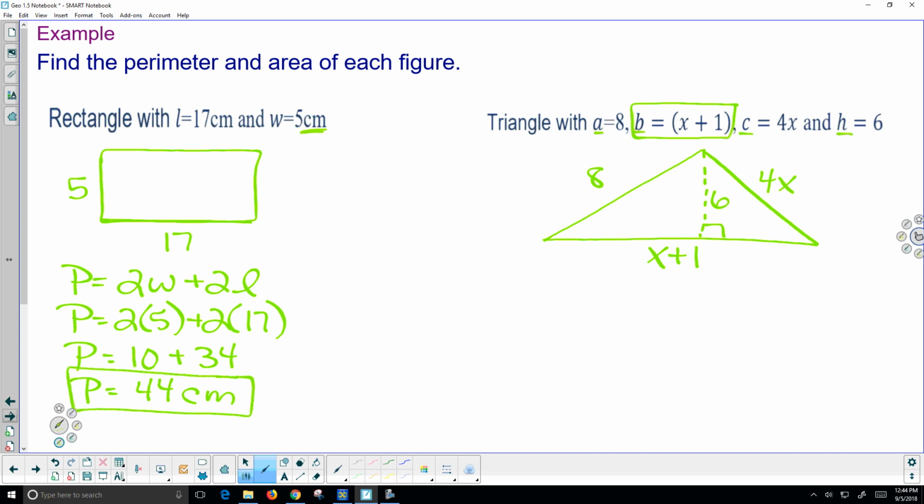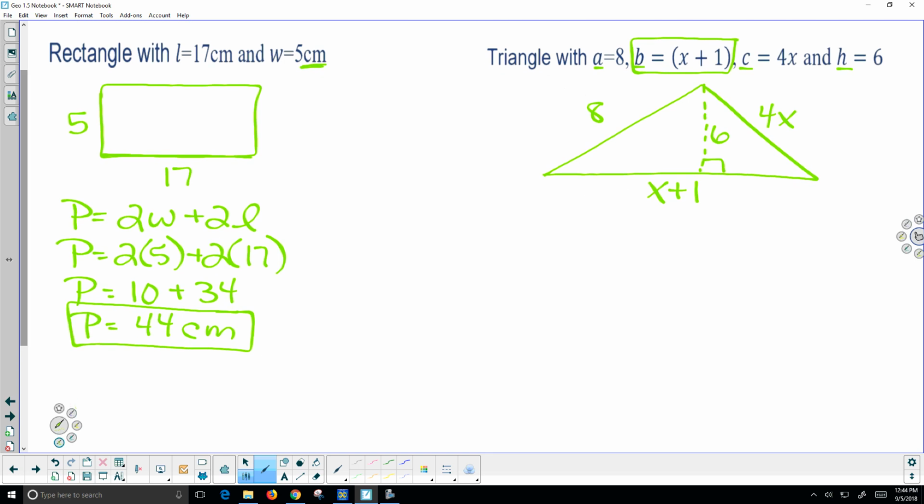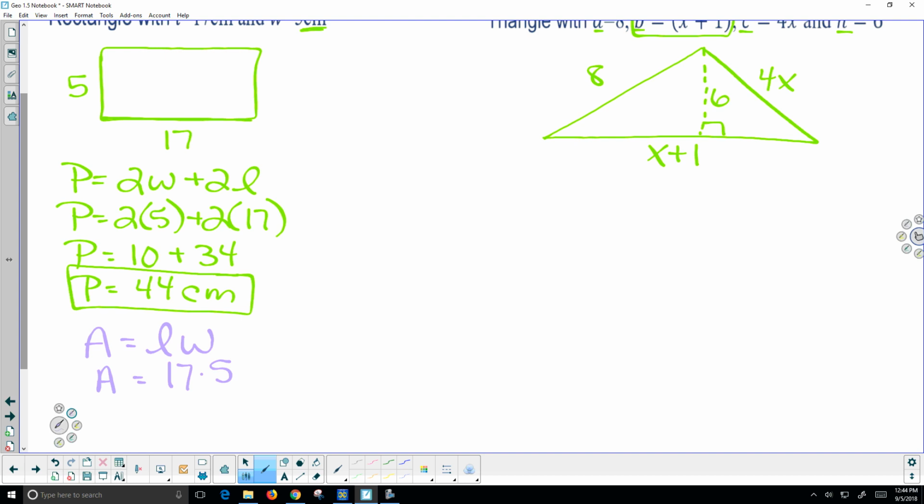The next thing that we need to do is figure out the area of my rectangle. Well, the area is length times width. So the area is going to be 17 times 5. Maybe you need a calculator for that one.